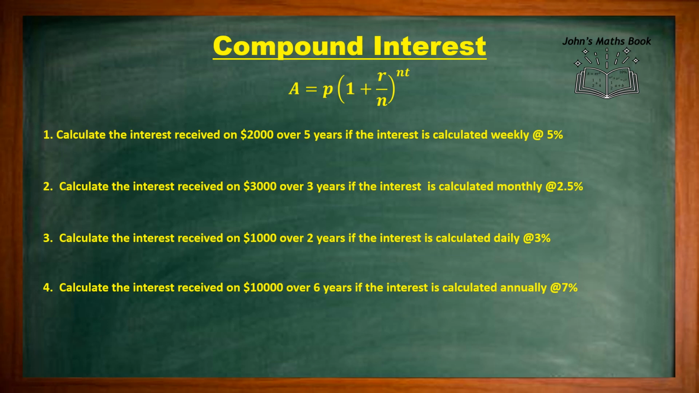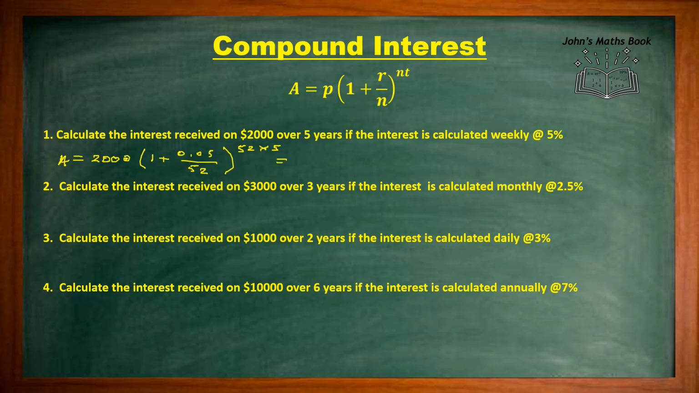So our final amount A is equal to the principal, which is 2,000, multiplied by 1 plus the rate of interest, which is 5%, so as a decimal that is 0.05, divided by n. In this case n is 52 because it's weekly. There are 52 weeks in a year, and that's the power of n, 52 times t. T is 5 because we have 5 years.